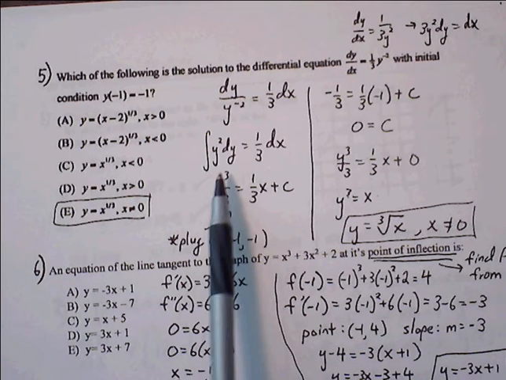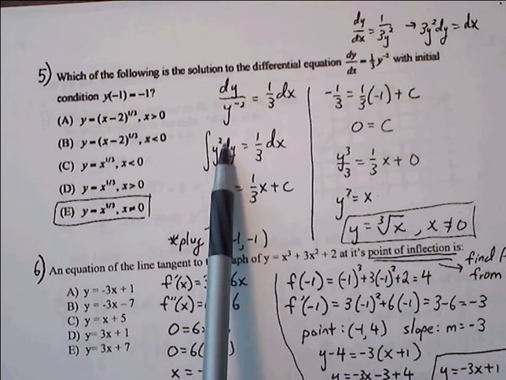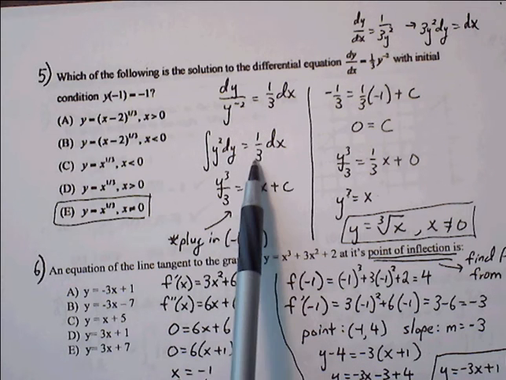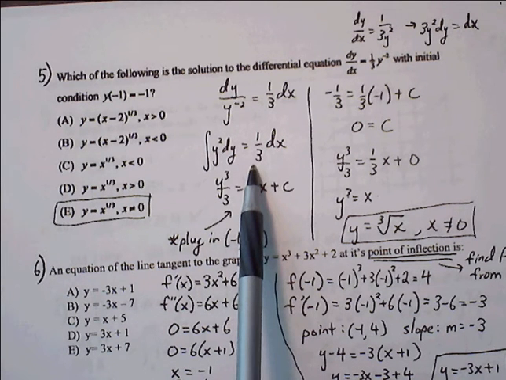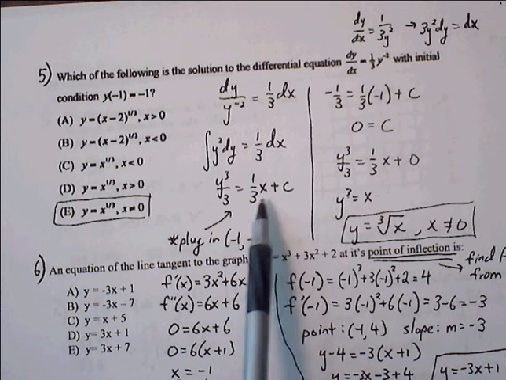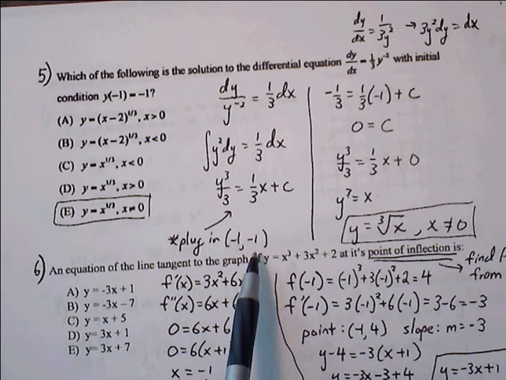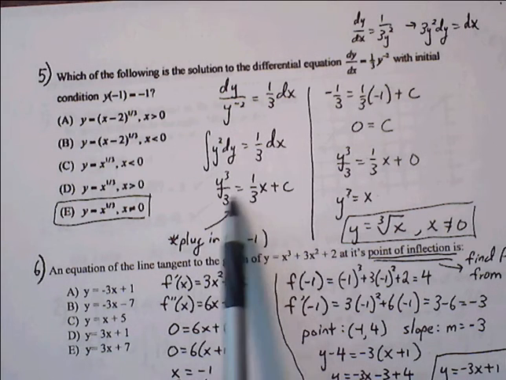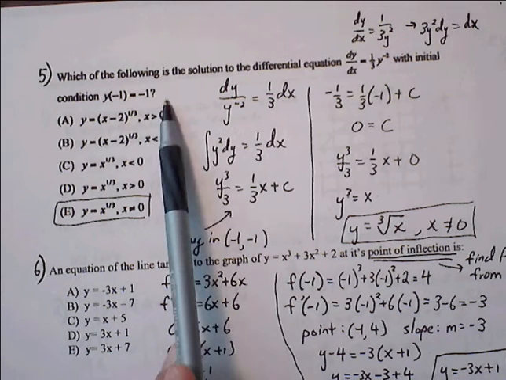So on the left side, go through power rule. Integral of y squared is y cubed over 3. Integral of a constant, 1/3, will be 1/3 x plus c. And once we have our indefinite integral, now we can use this ordered pair to help us solve for c.